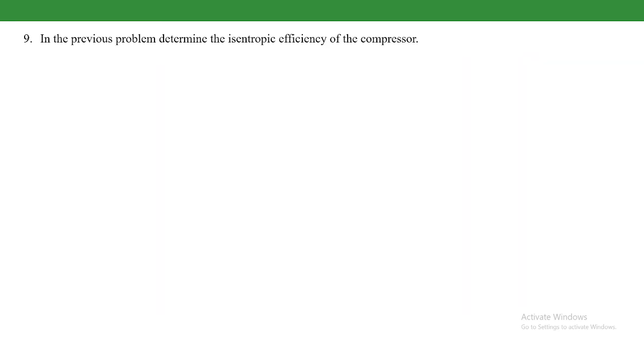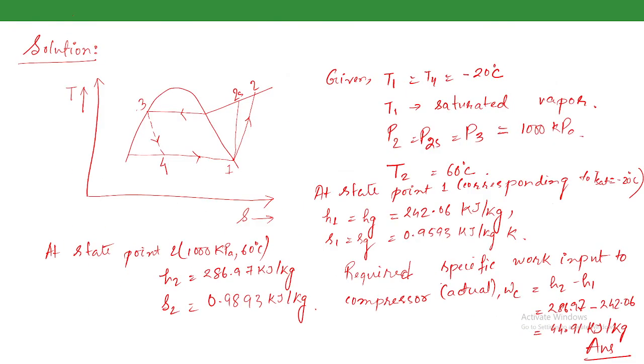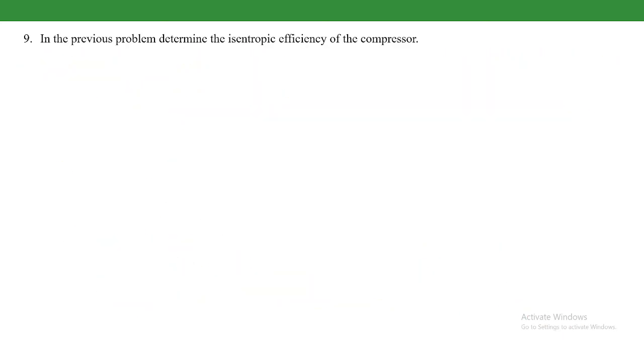Okay. Again, in the previous problem, determine the isentropic efficiency of the compressor. We have considered this actual compressor up to 2, but the isentropic compressor will be compressing this refrigerant vapor to the point 2s, wherein the entropy will remain the same, that is, s2s will be equal to s1. So we have to determine the isentropic efficiency of the compressor.